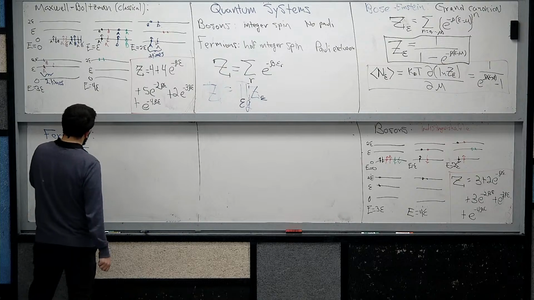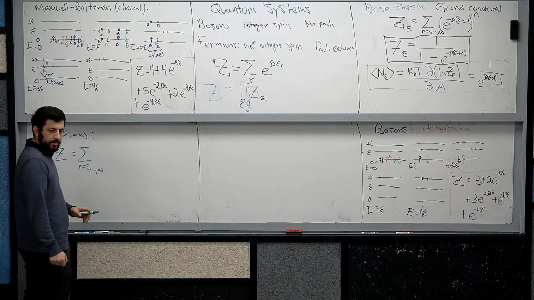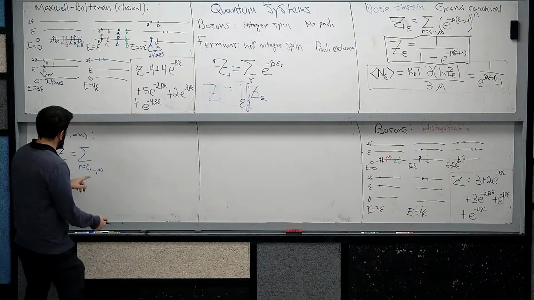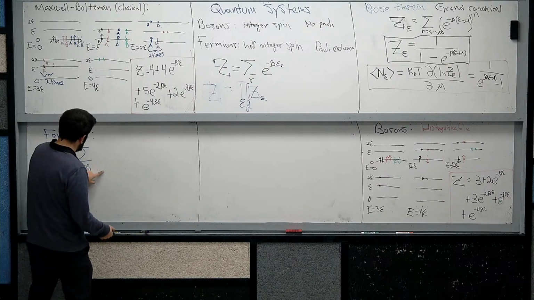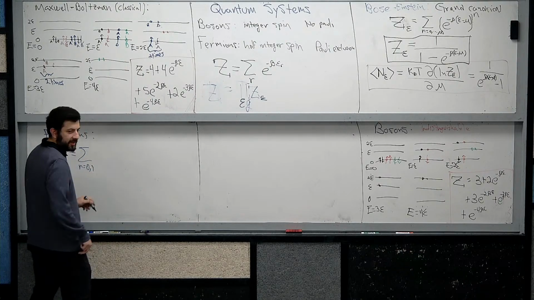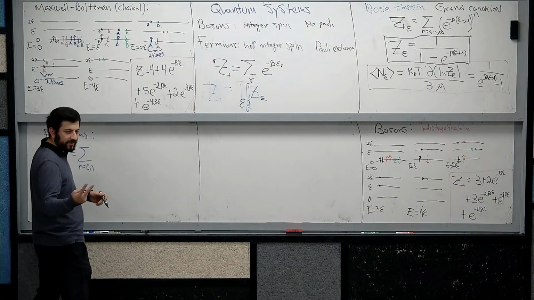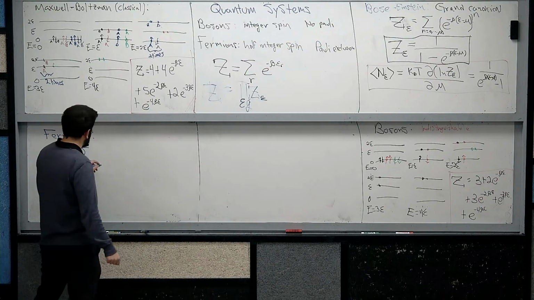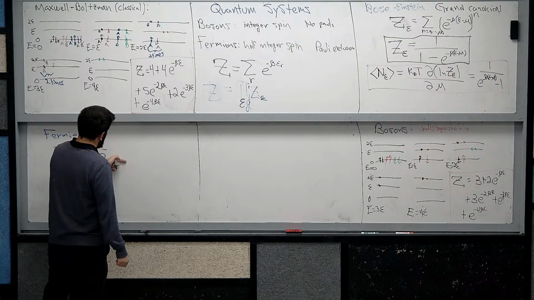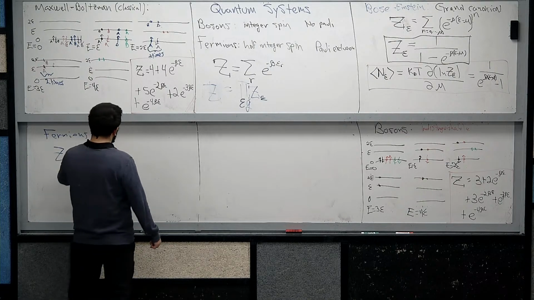Should I put here from 0 to infinity? Actually, no, I only have to put 0 and 1, right? Because I cannot have two fermions on the same energy state. Do you agree?